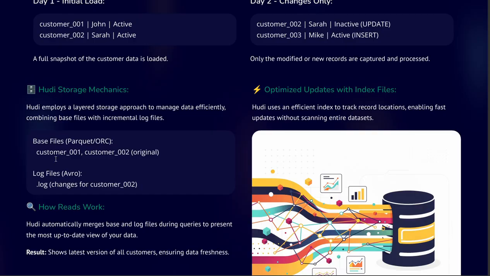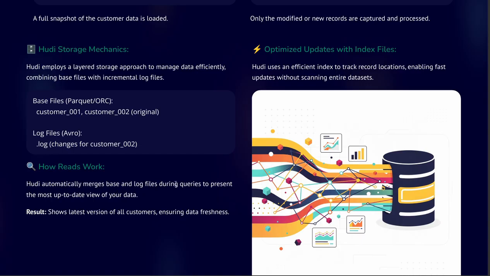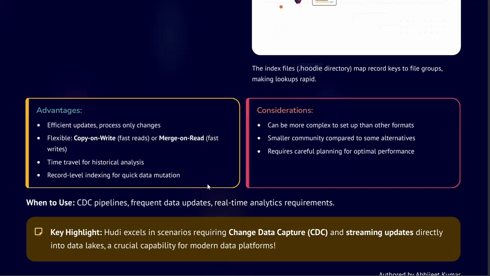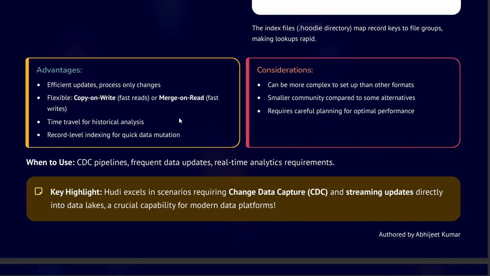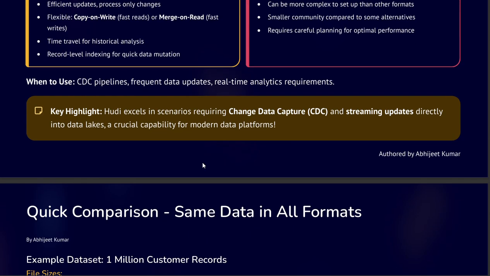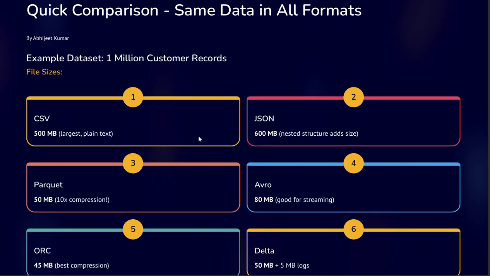So this is the base file: customer 001, then customer 002 original. Log file: changes for customer 002. Hudi automatically merges base and log files during queries to present the most up-to-date view of your data. And Hudi uses an efficient index to track record location, enabling fast updates without scanning the entire dataset. And these are the advantages, disadvantages, and considerations. Hudi excels in scenarios requiring change data capture and streaming updates directly into data lakes, a crucial capability for modern data platforms.